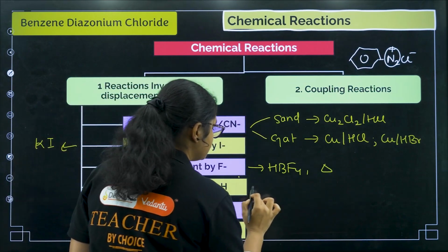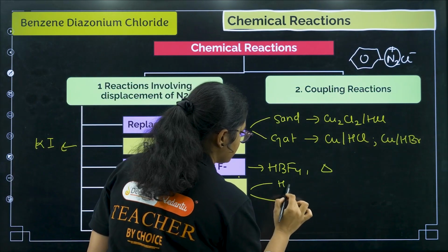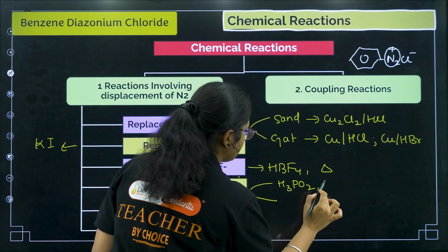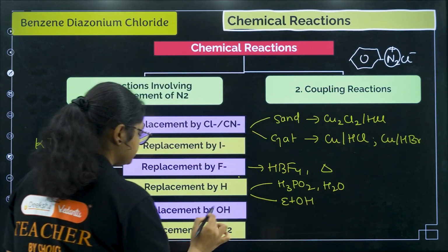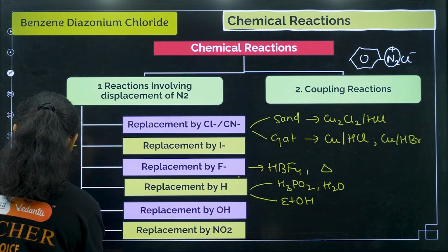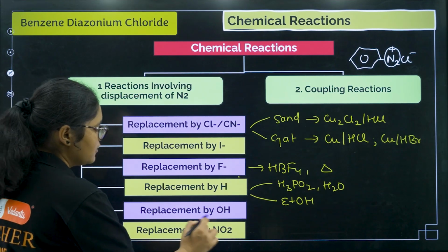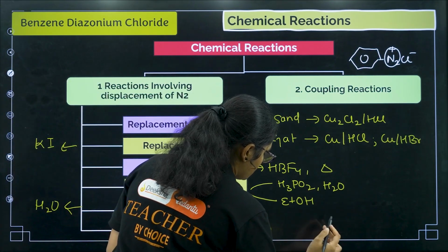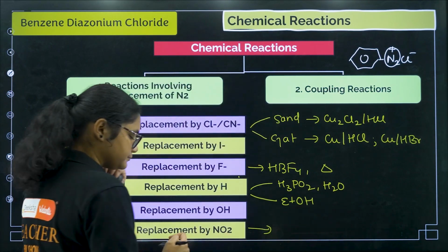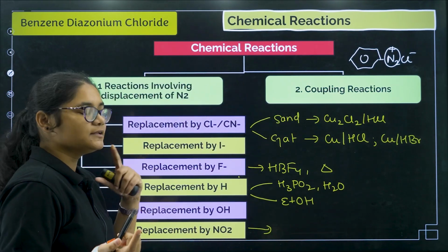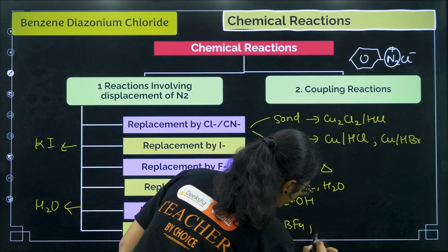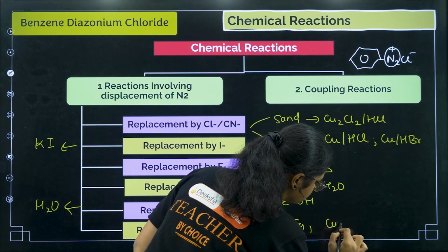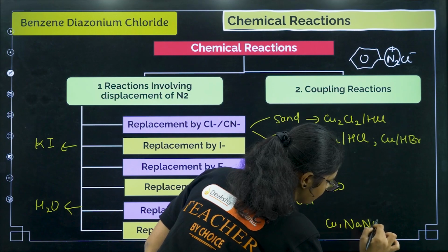For F minus, you need HBF4, and after that you need to heat it. For replacement by H, again you have two methods. One is your H3PO2 and water, and another is your ethyl alcohol. For replacement with OH, you need water. Okay. For replacement by NO2, what was there? First you have to treat it with HBF4. Okay. Then whatever the product formed, treat with Cu and NaNO2.